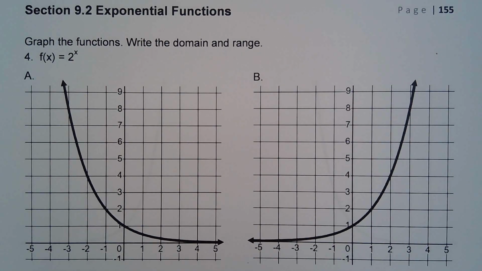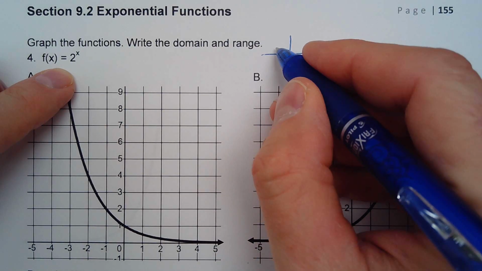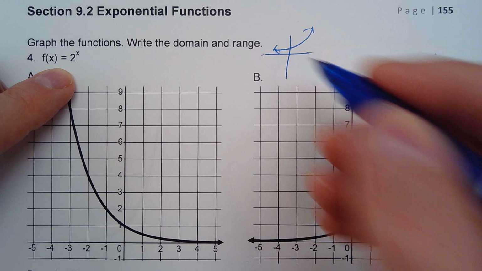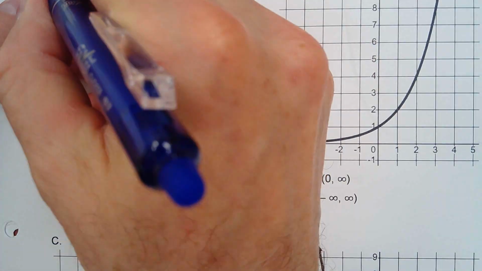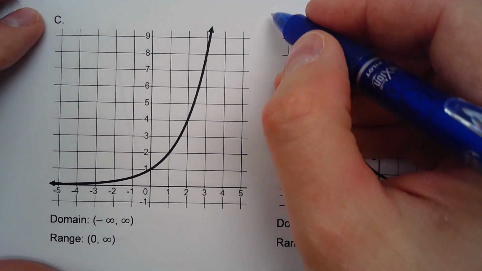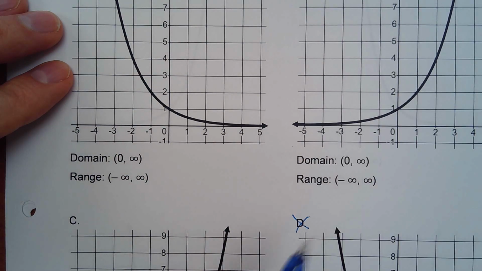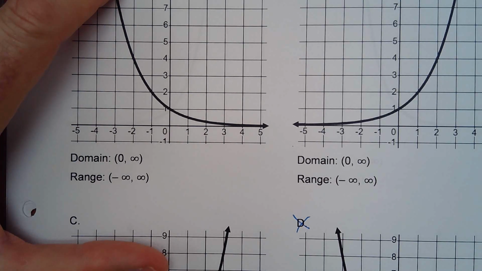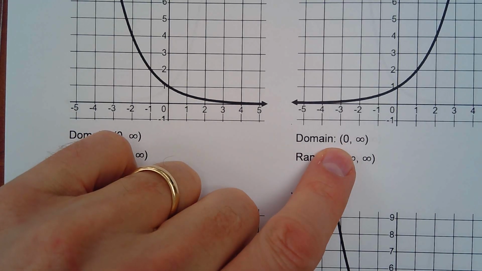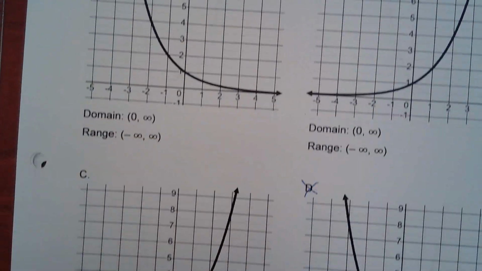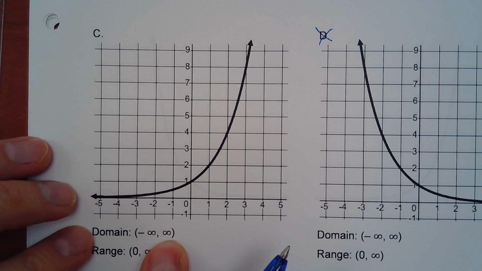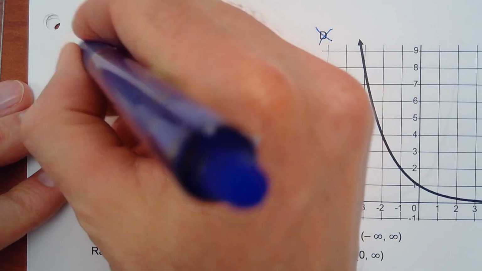Okay, so here we'll graph the functions, write the domain and range. So we have 2 to the x. My base is bigger than 1, so it should be going this way. So I can eliminate a, and I can eliminate d. So it has to either be b or c. And remember, for exponential functions, domains are all real numbers. That has the wrong domain. This has the correct domain, this has the correct range, so our answer has to be C.